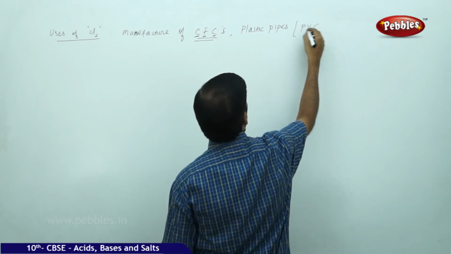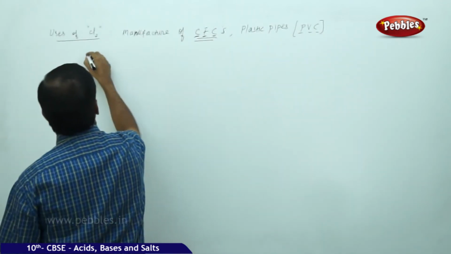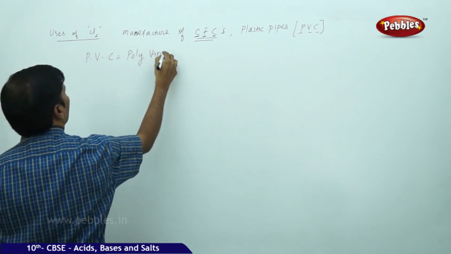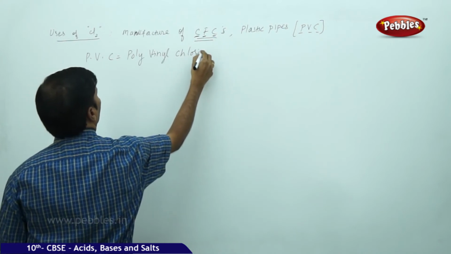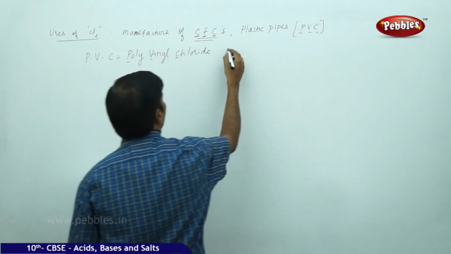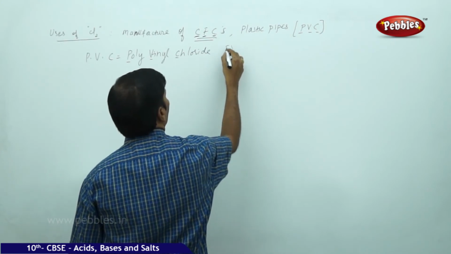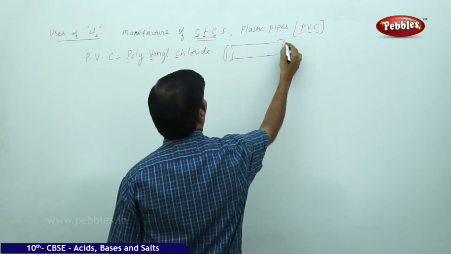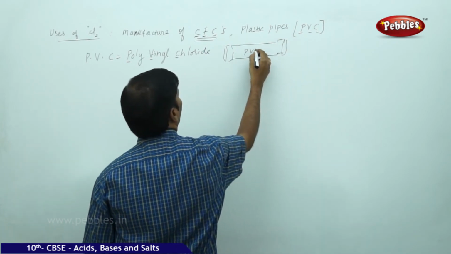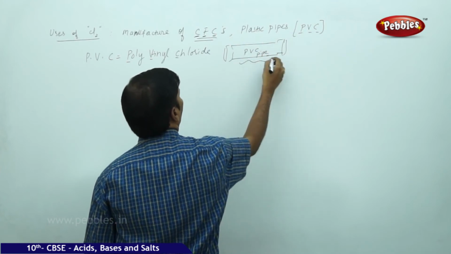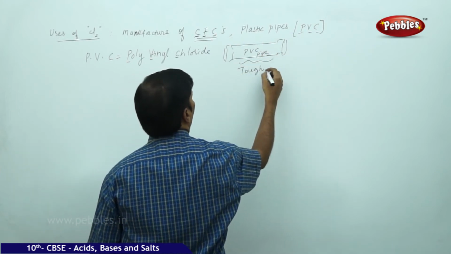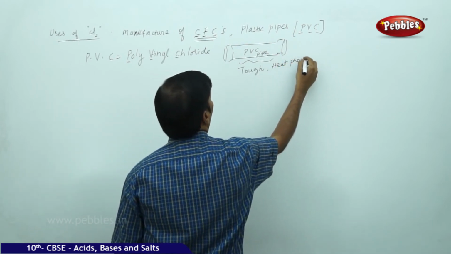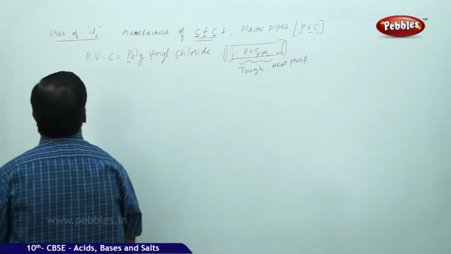We call this PVC polyvinyl chloride pipes. The pipe just looks like this. These are the long agricultural pipes which we use. These are the polyvinyl chloride pipes, PVC pipes. They are very tough, synthetic, and heat proof.